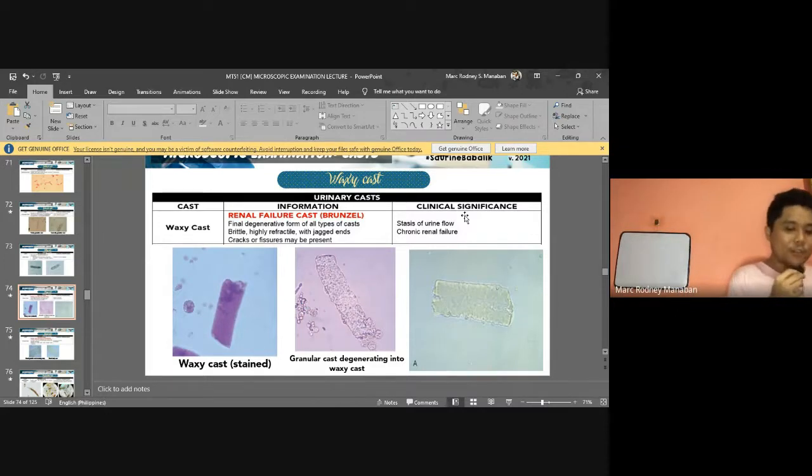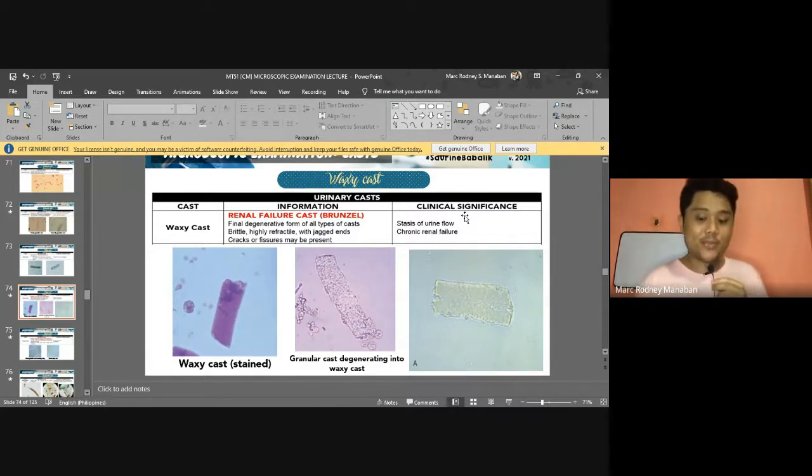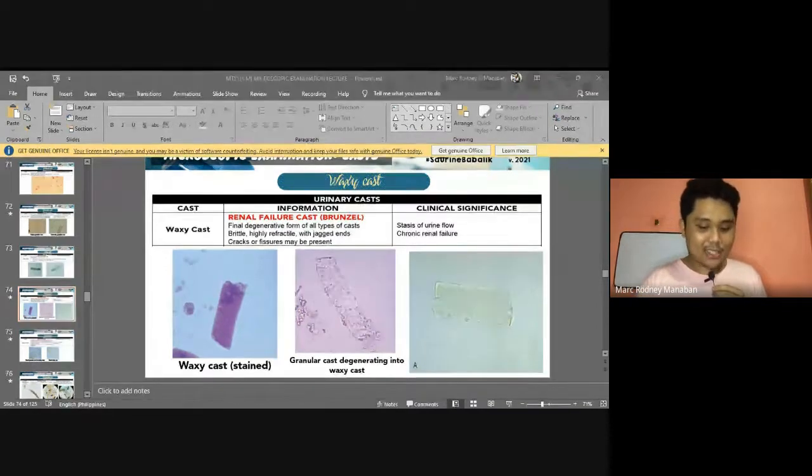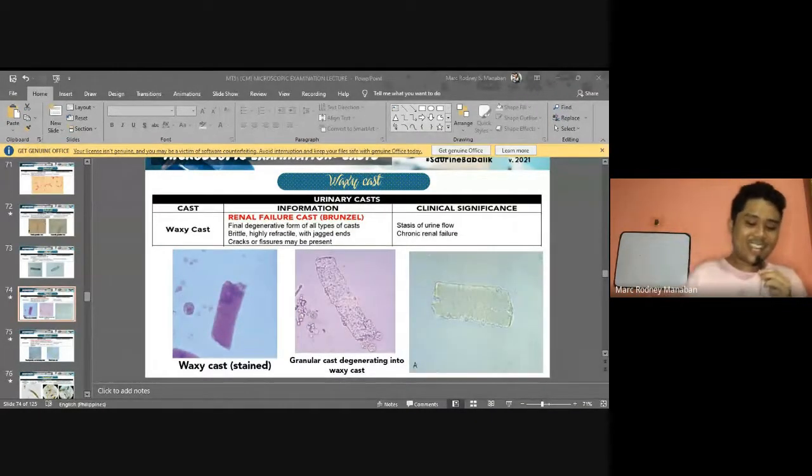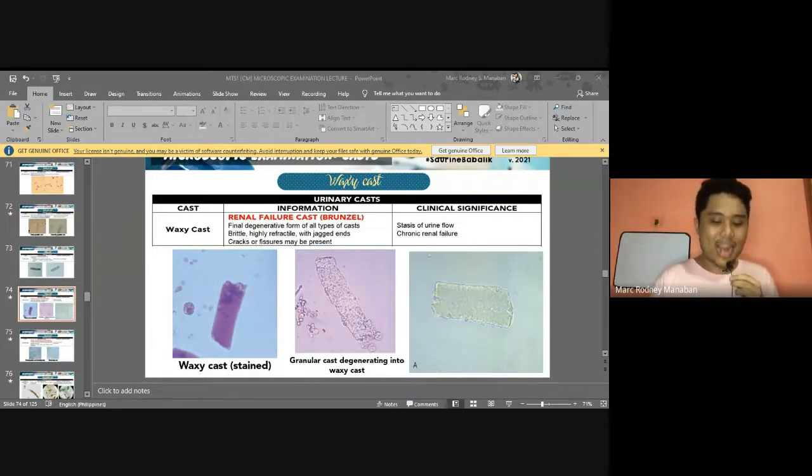And the waxy cast, according to Brunzel, is considered to be the renal failure cast. Take note of that. Brunzel said it, not me, alright? According to Brunzel, the waxy cast is the renal failure cast, okay?